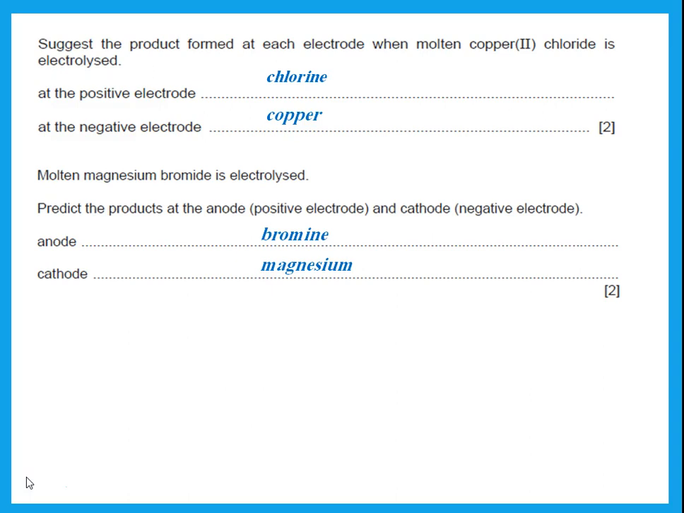Do you understand the idea? The positive ion goes to the negative electrode. The negative ion goes to the positive electrode.